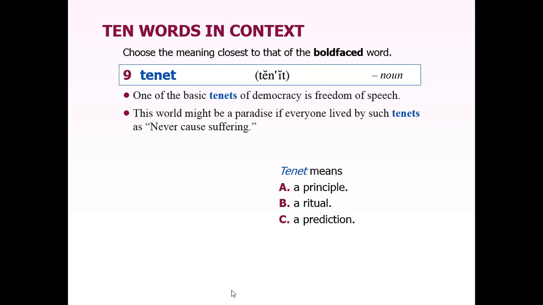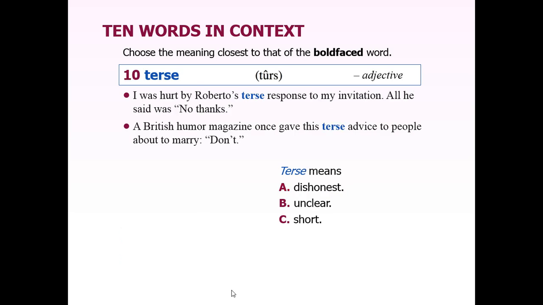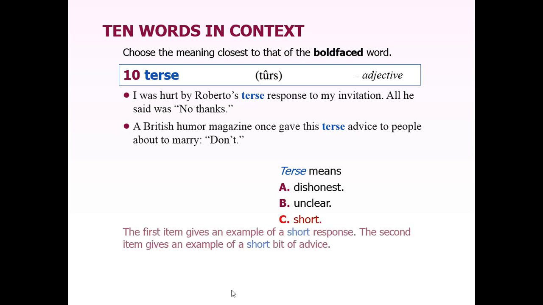9, tenet. This world might be a paradise if everyone lived by such tenets as never cause suffering. So a tenet must mean, yes, a principle. And 10, terse. I was hurt by Roberto's terse response to my invitation. All he said was, no thanks. So it's very short, no thanks. He doesn't want to go. So terse means, yes, C, short.